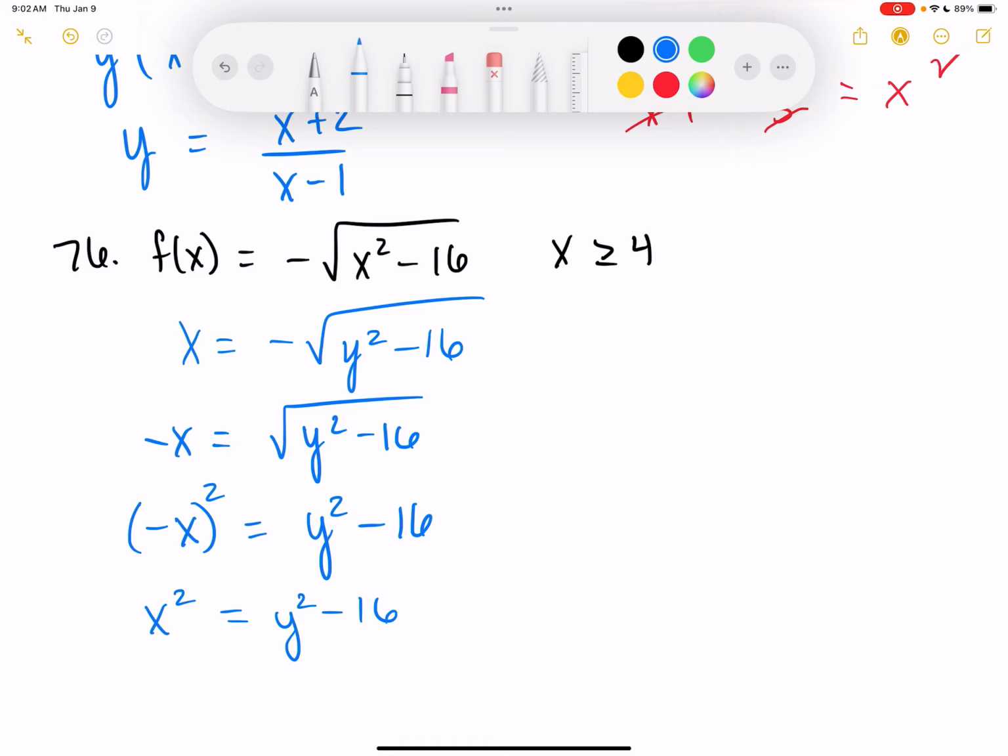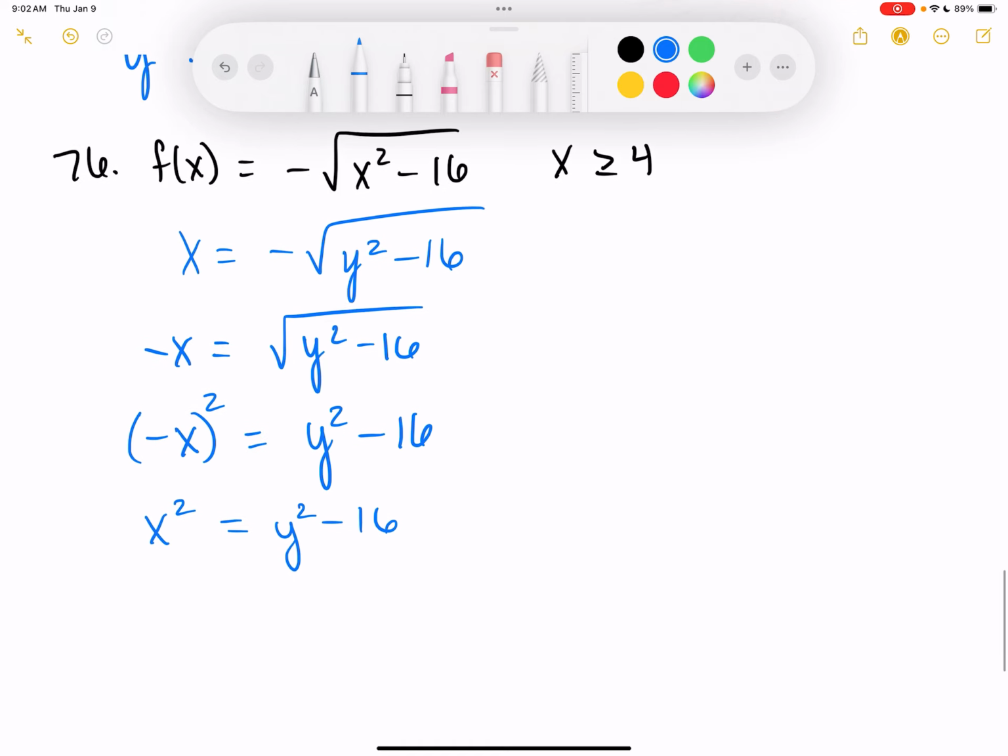You could have done that all in that one step. I just did it in 2 separate steps in case you go back to look and you're like, what did she do? Then I'm going to add the 16 over. So x squared plus 16 equals y squared. And then ultimately I've got to take the square root of both sides. But when I take the square root of both sides, what does my final answer have to have?